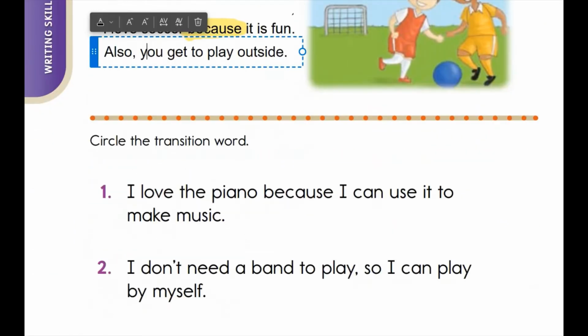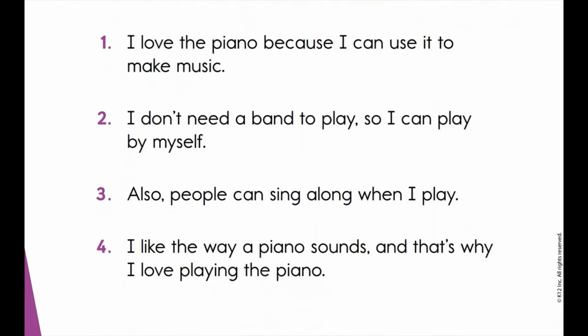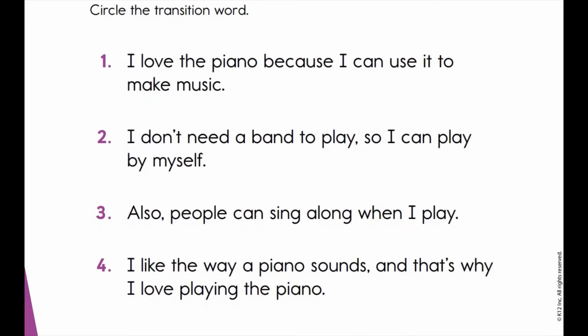Now here are some examples in the activity that you should have done if you watched my previous video. The activity was to circle the transition words in all of these sentences. Let's do that activity together, except instead of circling the transition words, I'm going to highlight them. So the first sentence says, I love the piano because I can use it to make music. So right off the bat, you can spot because as a transition word, as we've seen before. Let's look at the second sentence. It says, I don't need a band to play, so I can play by myself. Did you spot the transition word? It's so.